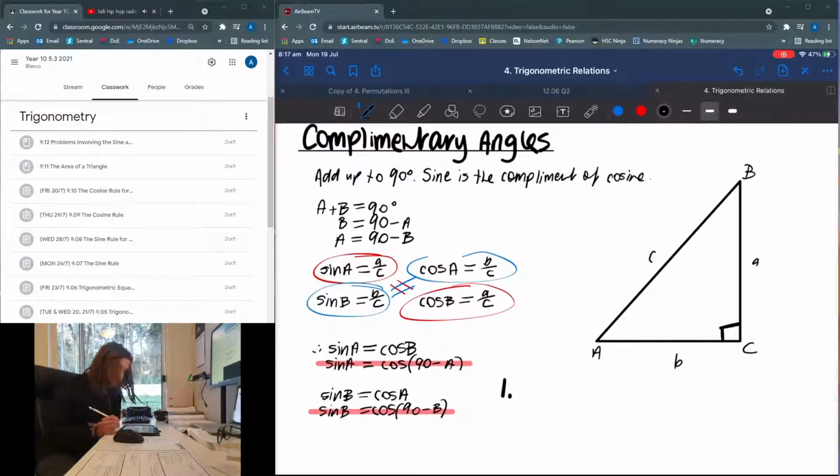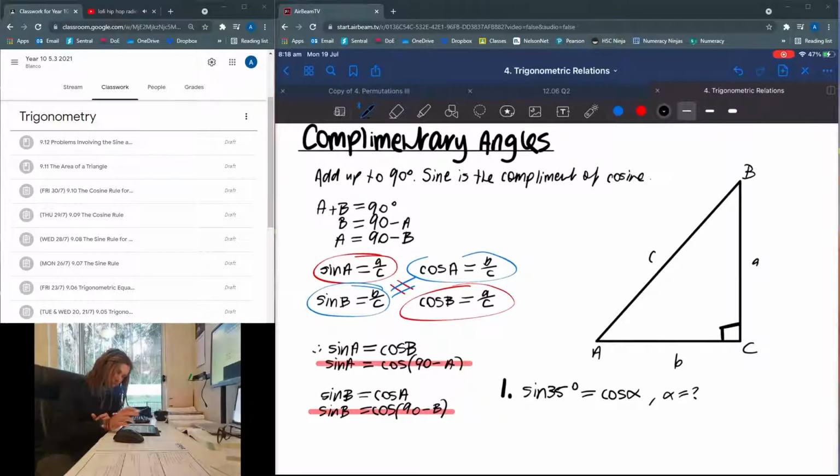Just simply because of this question. Let's suppose, here's my first example. I've got sine 35 equal to cos alpha. What's alpha?